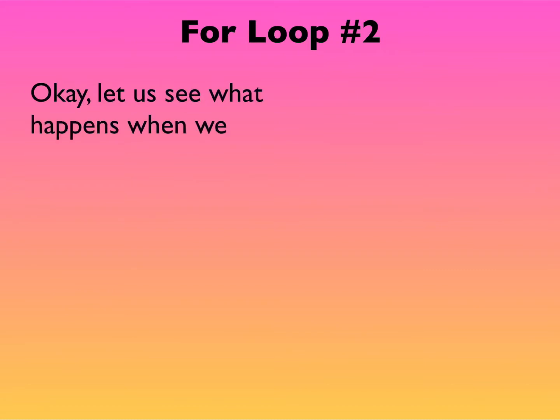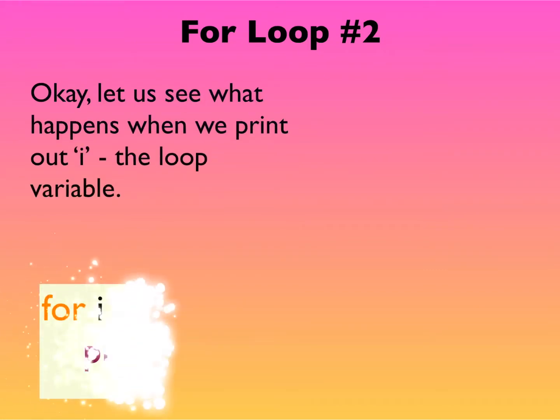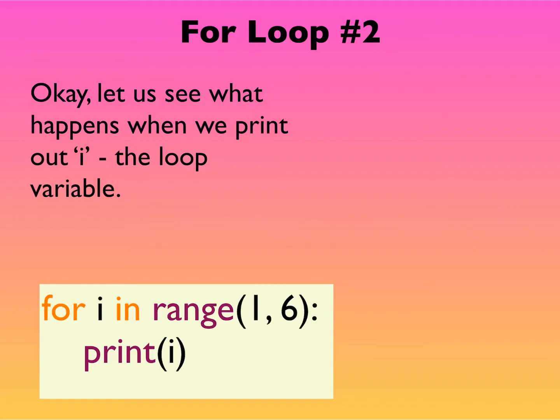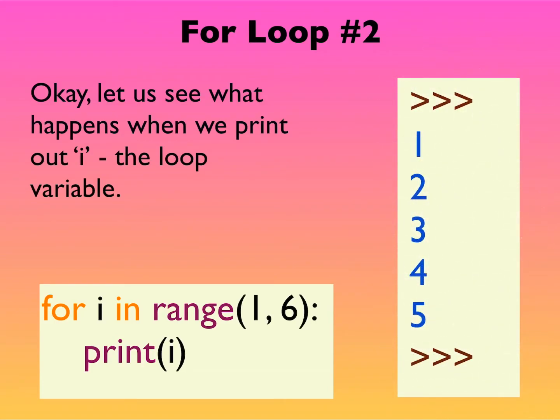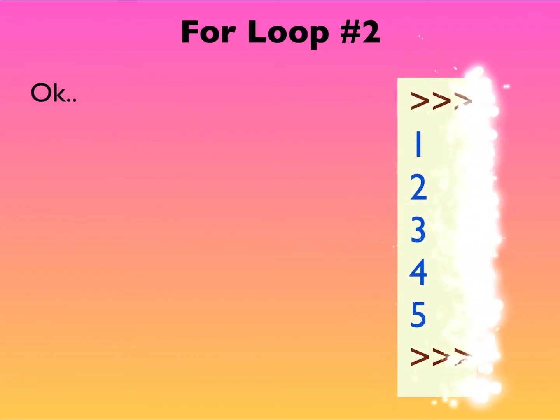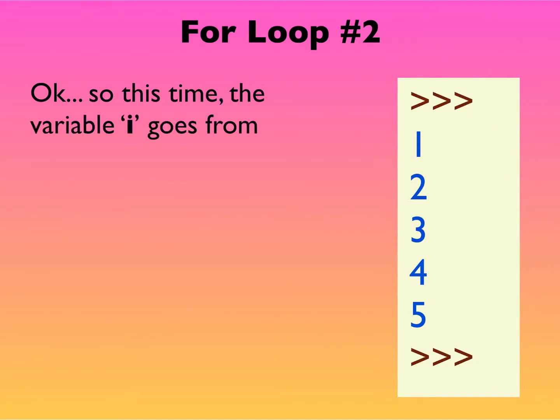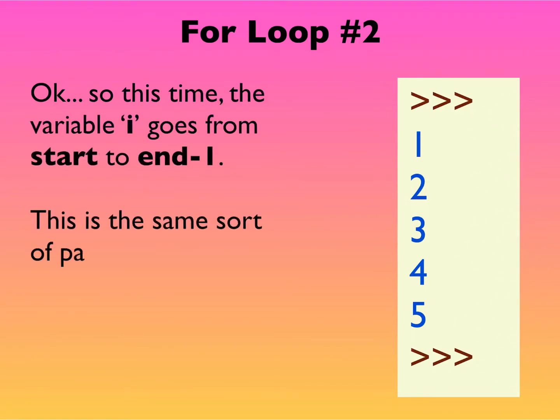Okay, let us see what happens when we print out I, the loop variable. Okay, so this time the variable I goes from start to end minus 1. This is the same sort of pattern we saw for loop number 1.